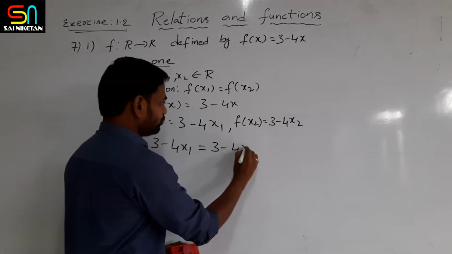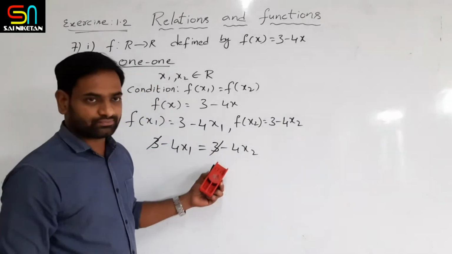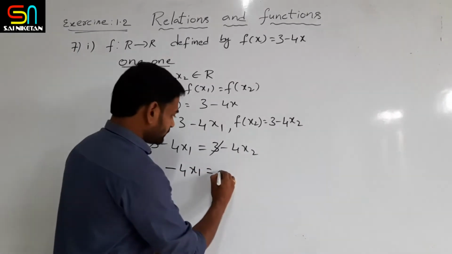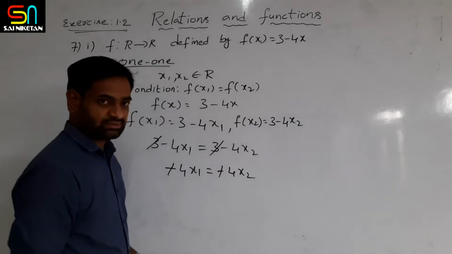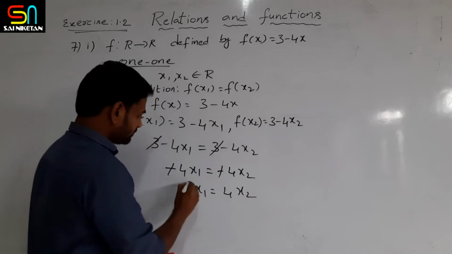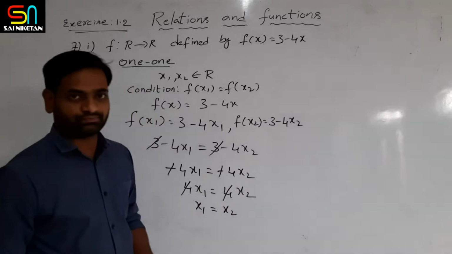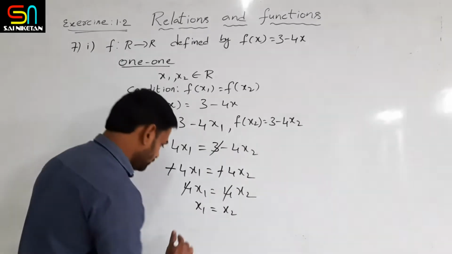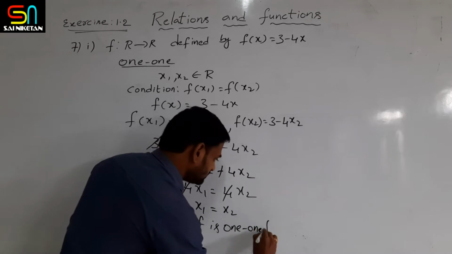3 - 4x2. Now here the 3 gets cancelled. Next, remaining is -4x1 = -4x2. Again the minus gets cancelled. Remaining is 4x1 = 4x2. The 4 cancels. Finally, x1 = x2. So what answer did you get? x1 = x2. Therefore, f is 1-1 function.